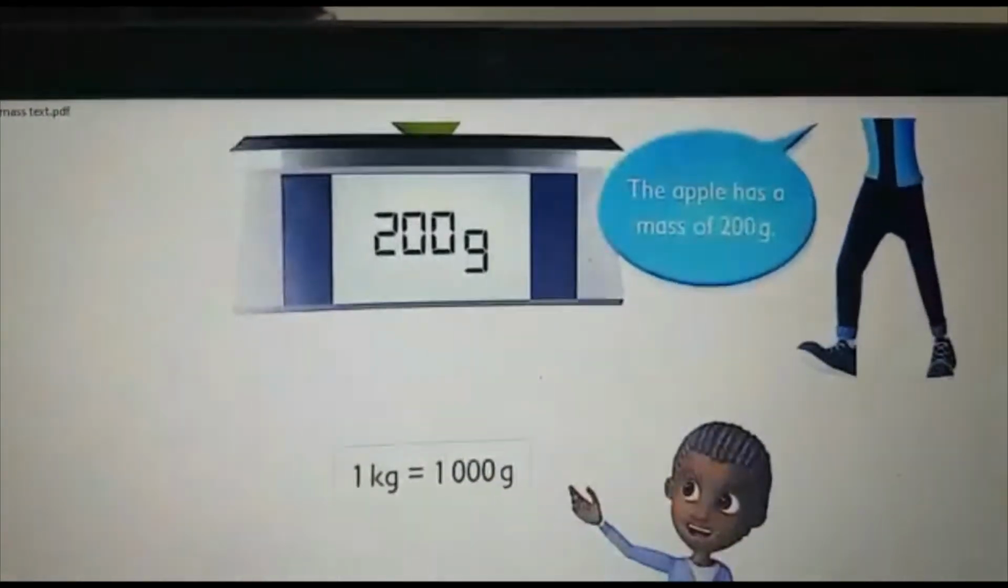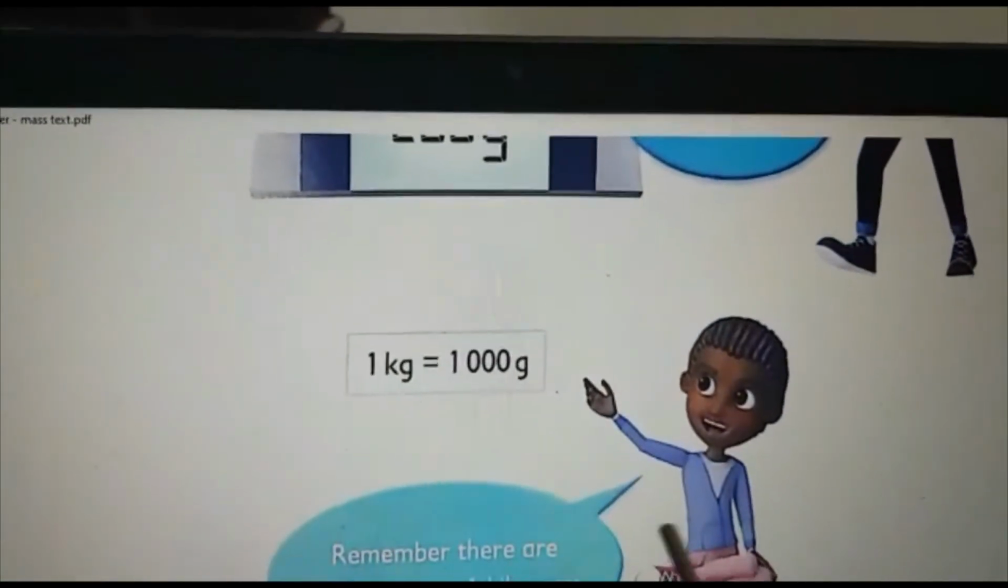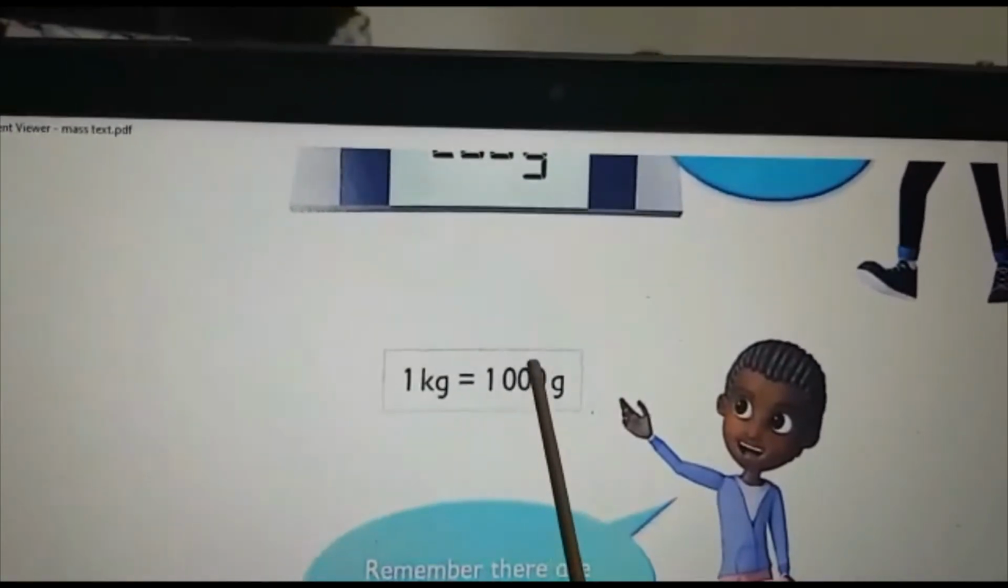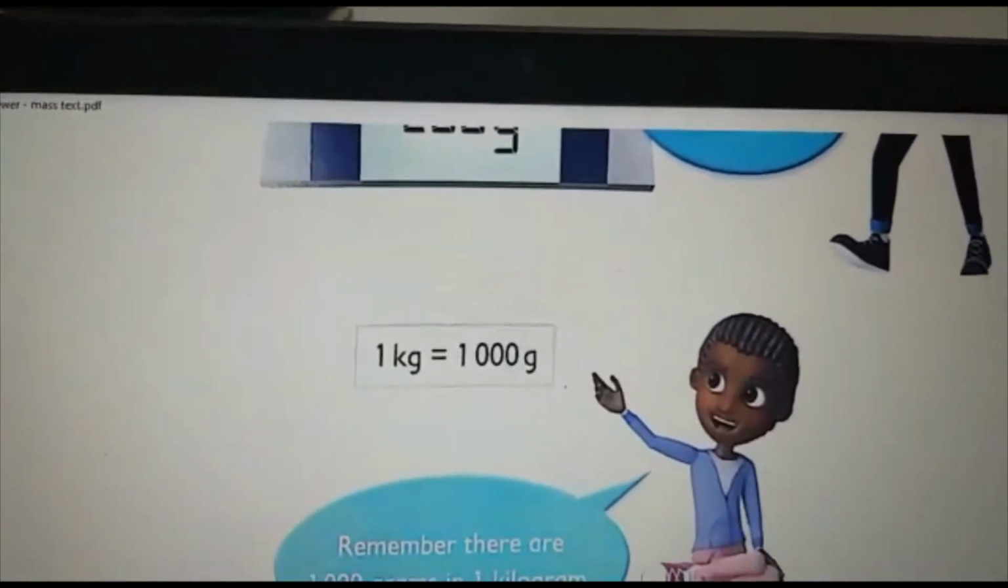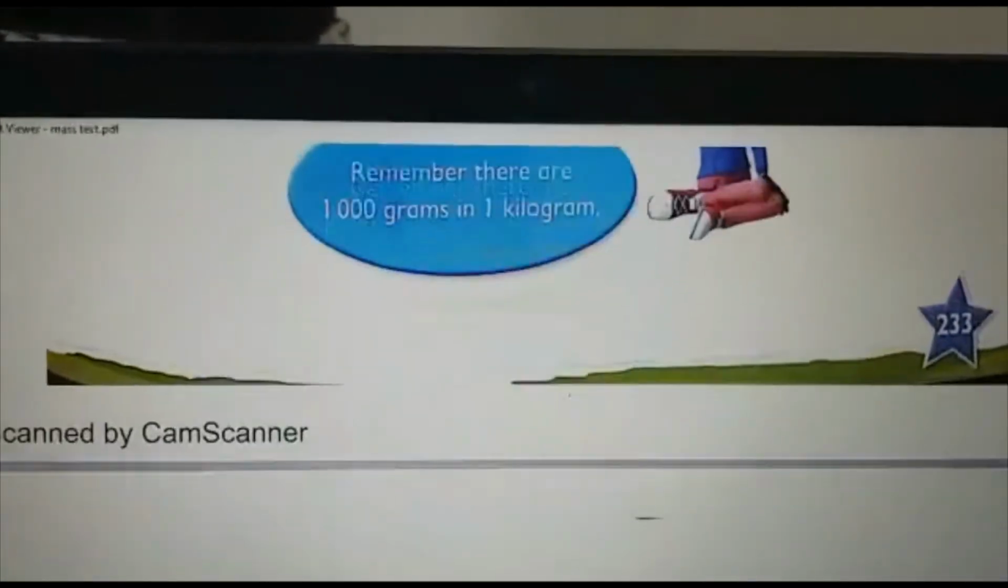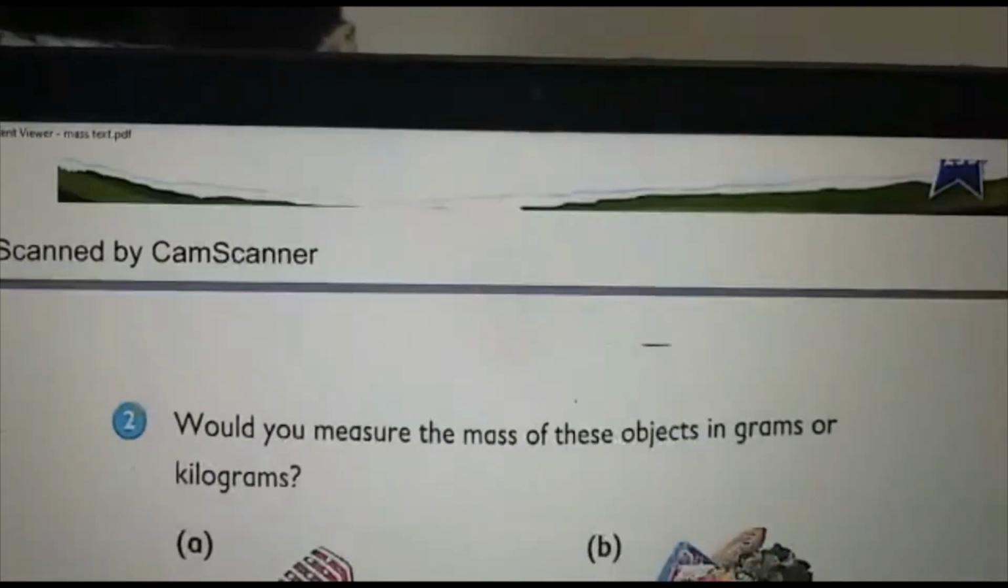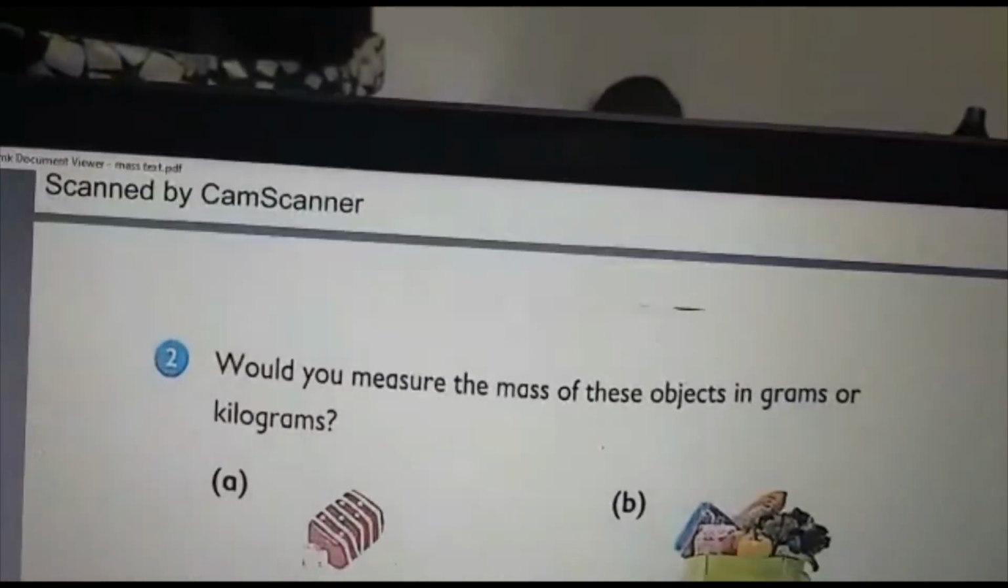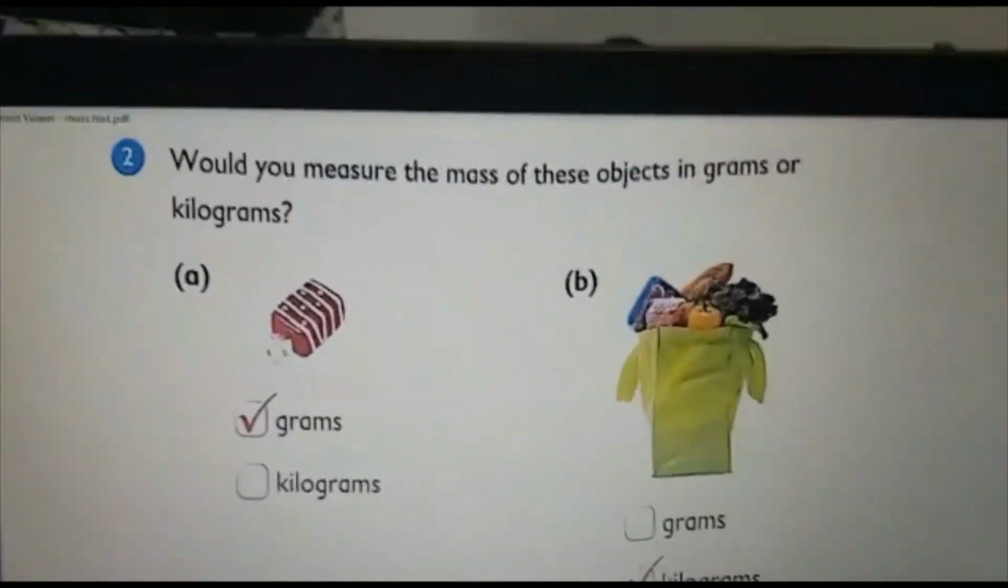So we know the conversion: 1 kilogram equals 1000 gram. This thing is very important. Okay. Then you can just look at this page. The answer is given here. It's just for practice.